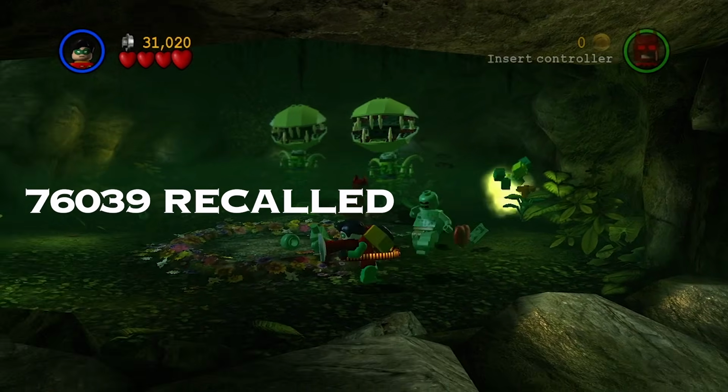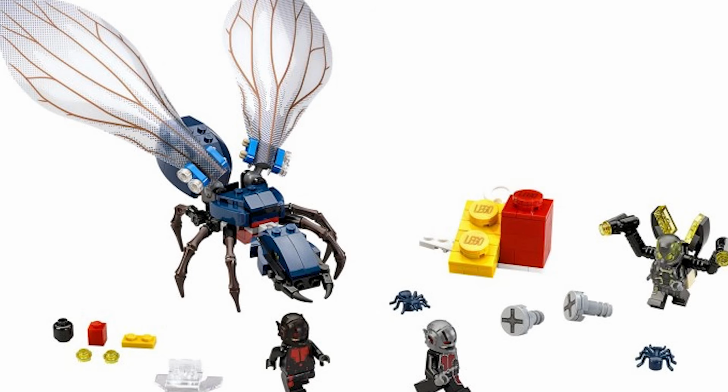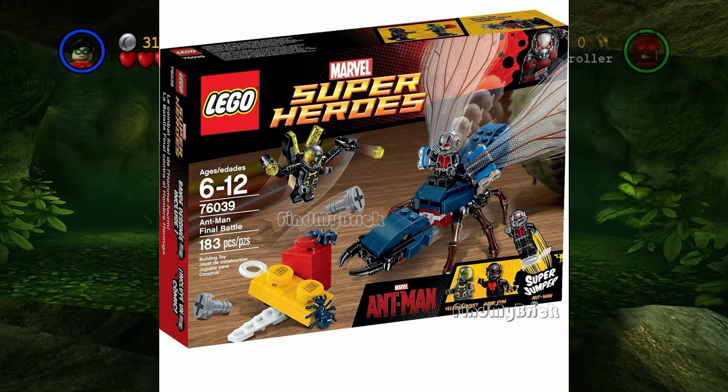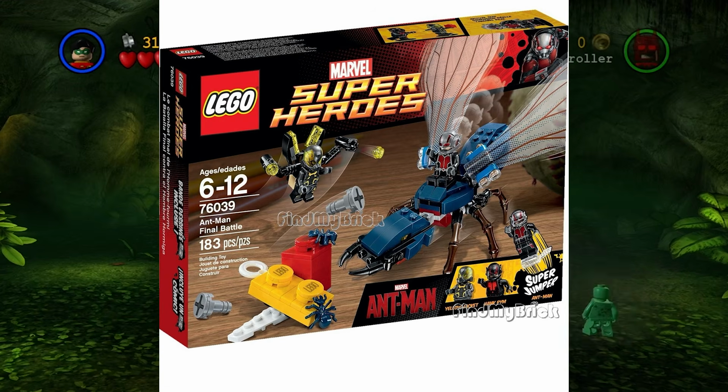76039 recalled. In 2015, LEGO released the Ant-Man Final Battle set to coincide with the release of the Ant-Man movie. The main build from the set is Anthony the Ant, but the legs of the build had some pretty significant stability issues.